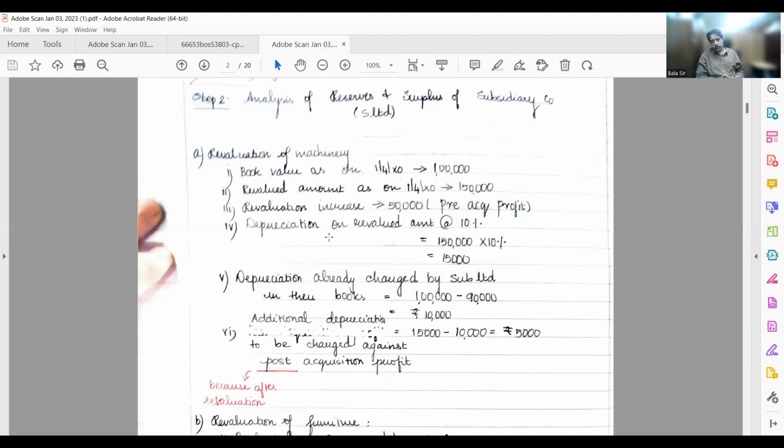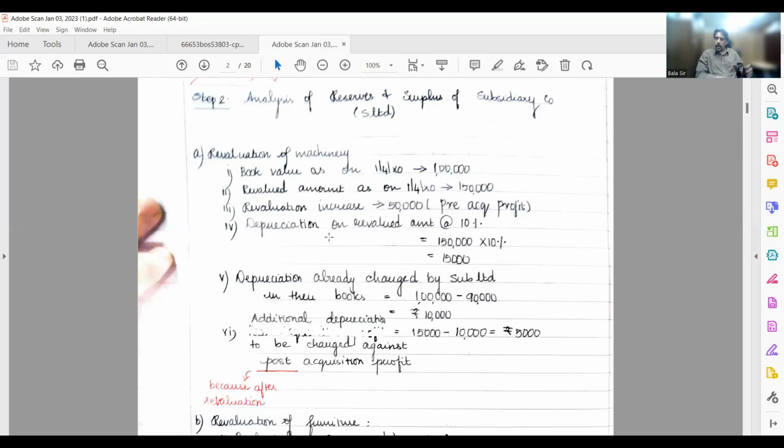Next. Point number 5. Depreciation already charged by subsidiary limited in their books. In their books, 1 lakh into 10%, 10,000. Yes, sir. Or you can take 1 lakh minus 90,000, how much? 10,000. Either way. And now tell me, you should have debited how much? 15,000. You should have debited 15,000 to your P&L. When I say your, it was initially your company.